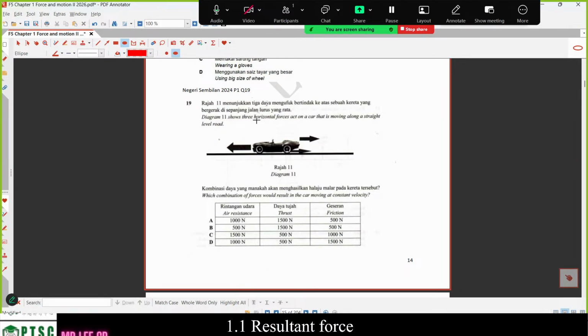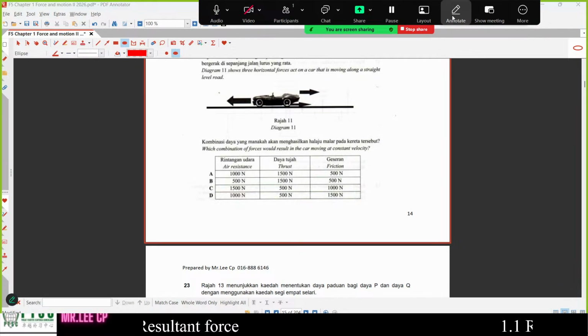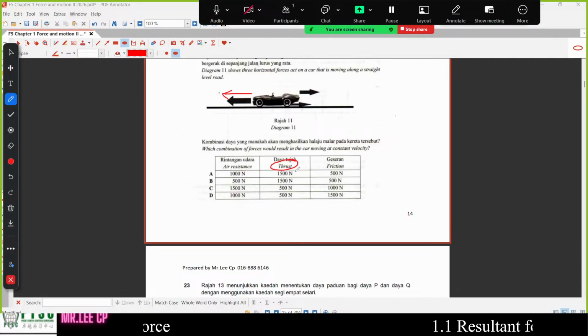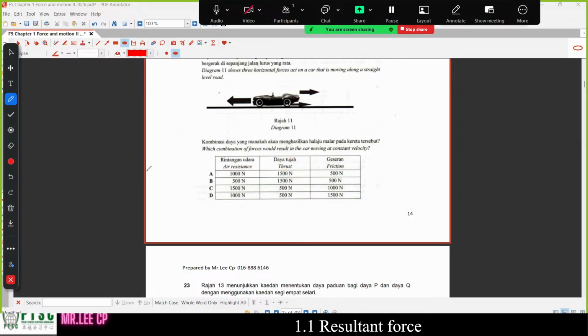Diagram 11 shows the three horizontal forces acting on the car that is moving along a straight level road. Which combination results in the car moving at constant velocity? Constant velocity means left and right will be the same. So forward here, this is forward thrust, 1500. So here has to be 1500. Yeah, correct. A is correct.